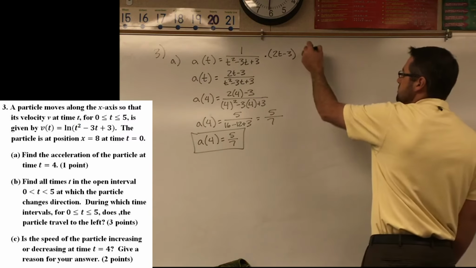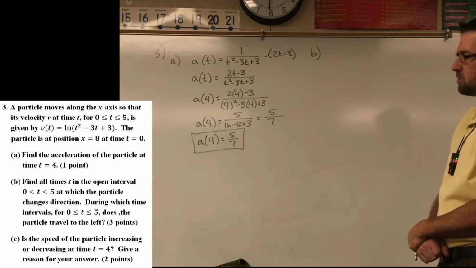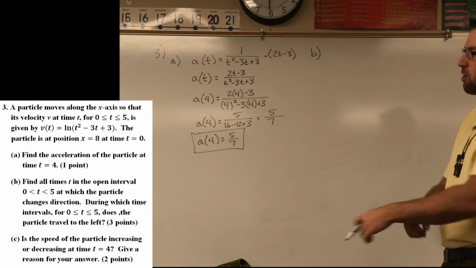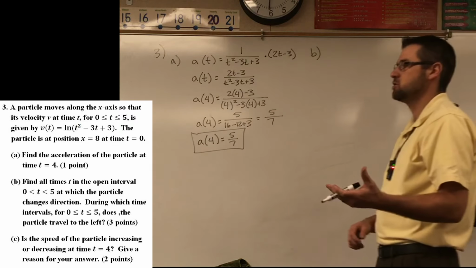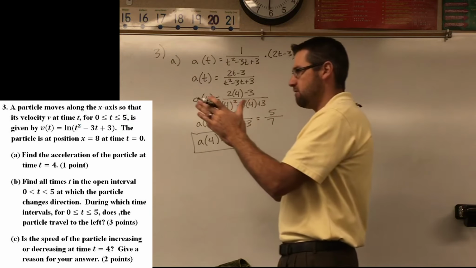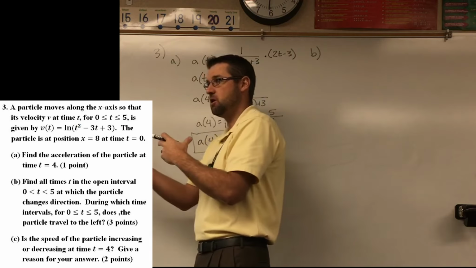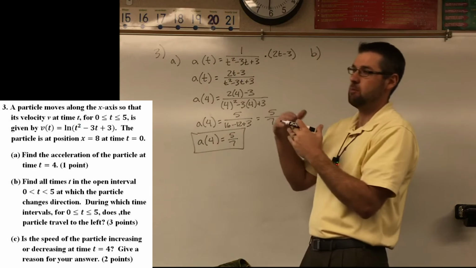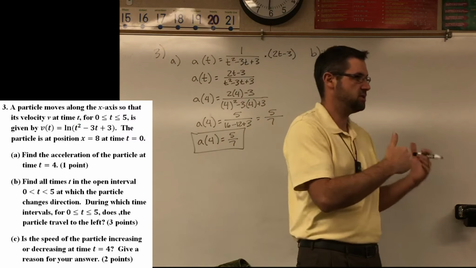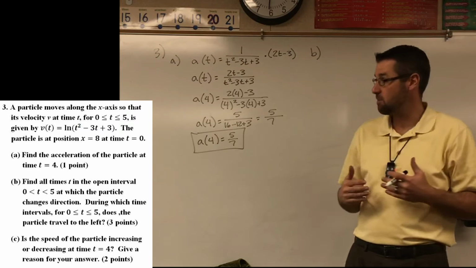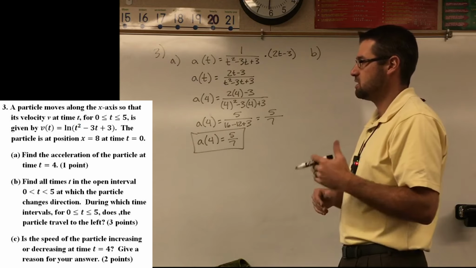Part B says find all times in the interval 0 to 5 at which the particle changes direction. Well, a particle changes direction. If it's heading left or heading in the negative direction, it changes direction when its velocity changes from negative to positive. And if it's heading right, it's when its velocity changes from positive to negative. But the bottom line is, it changes direction when velocity changes signs.